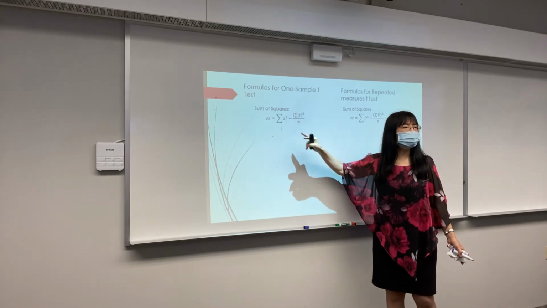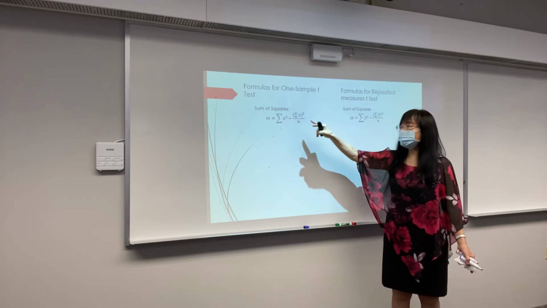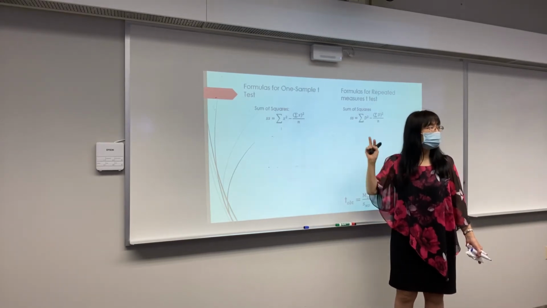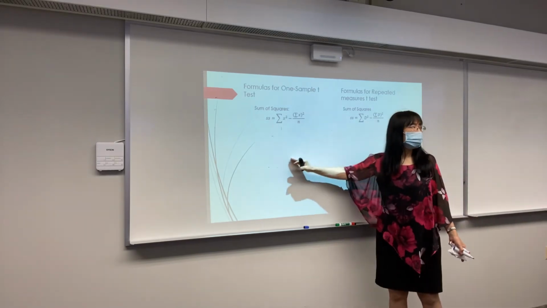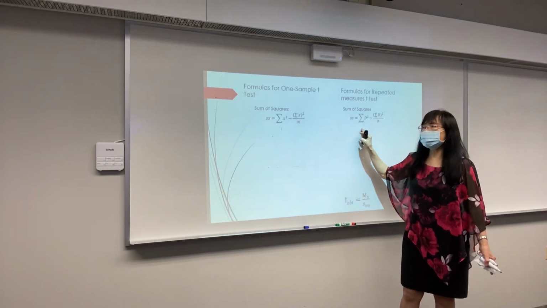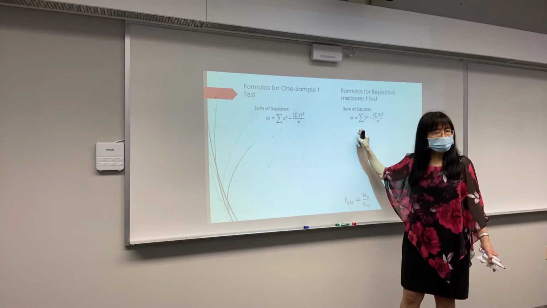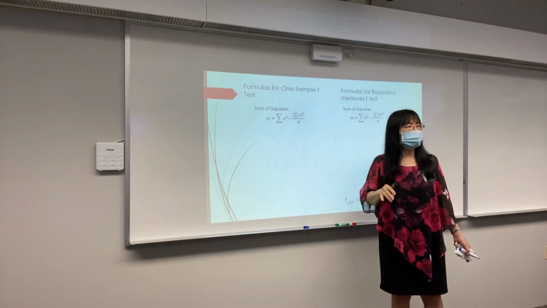So that means when you calculate, you subtract them first. You subtract them first and then use the same formula. Okay, so the first formula is sum of squares. And then if you know the old brother, you just use that, changing X to D, and that becomes your formula for dependent t.